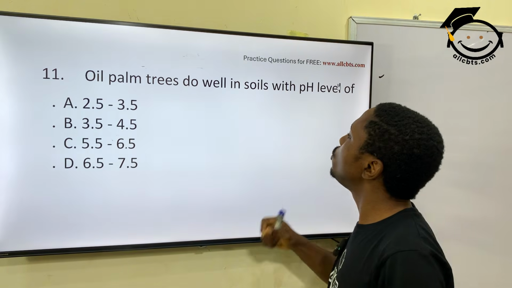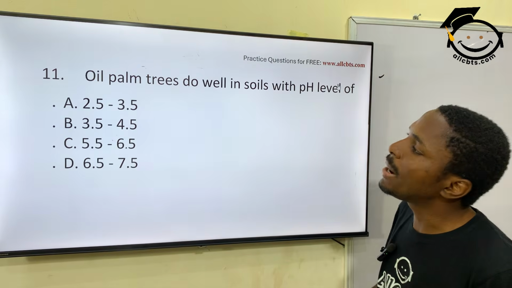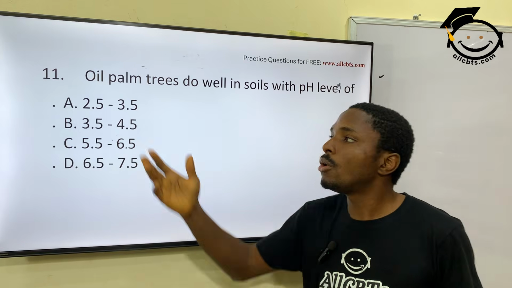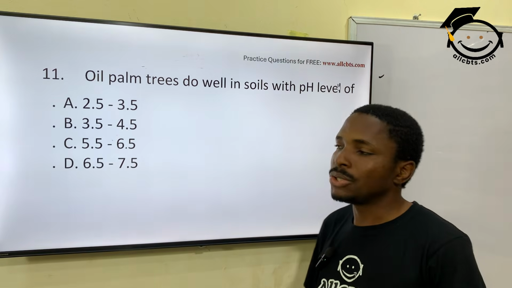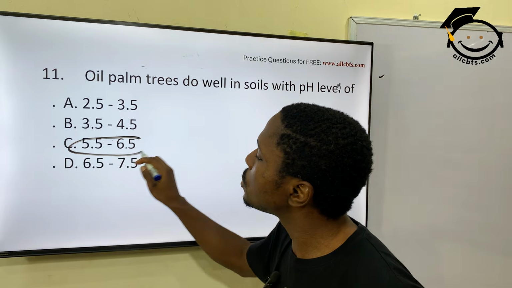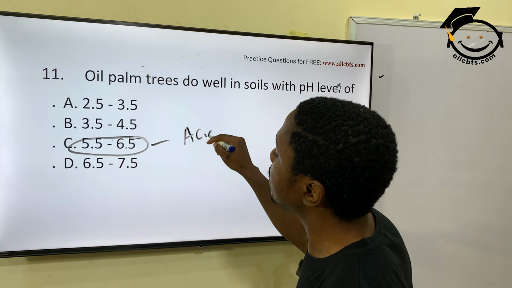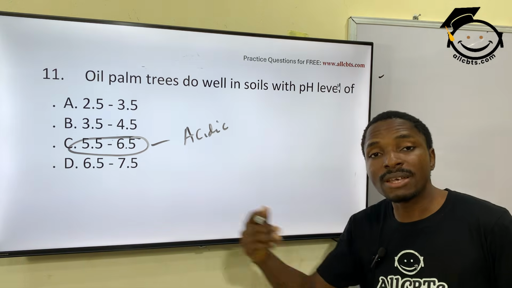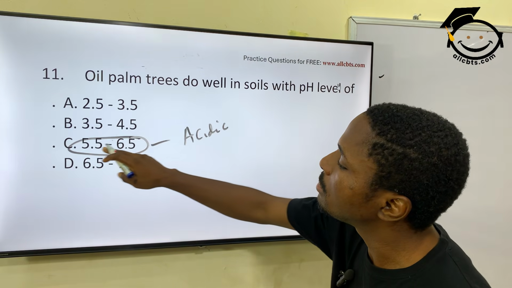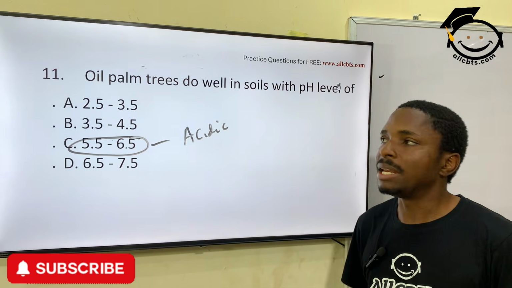Question 11. Oil palm trees do well in soils with a pH level of what? Oil palm will thrive better in soil that has a pH level of 5 to 6.5. So that means the soil is a little bit acidic. Right. Below 7 is acidic. So it will thrive in this kind of acidic soil. Is that clear now? Good.